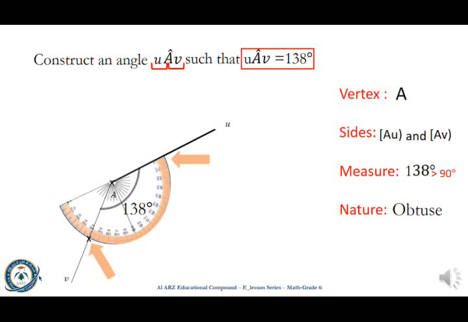The angle is obtuse. The measure is big, 138, more than 90. Remove your protractor, join this point with the vertex A, and you get a half line AV. Remember to write V. Now draw an arc and write the measure 138 degrees on the figure. Check your work. The nature is obtuse. Do you have an obtuse angle? Yes, it is more than 90 degrees.